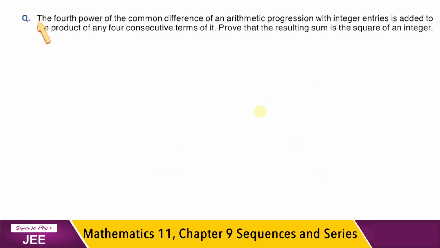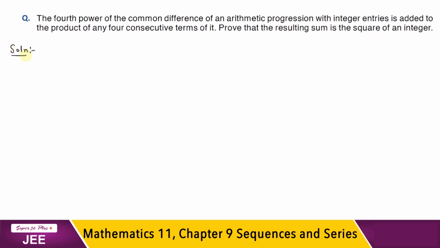Next question says, the fourth power of the common difference of an arithmetic progression with integer entries is added to the product of any 4 consecutive terms of it. Prove that the resulting sum is the square of an integer. So let's begin with the solution part.